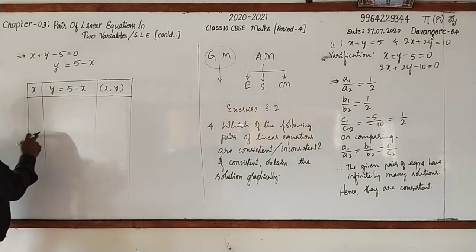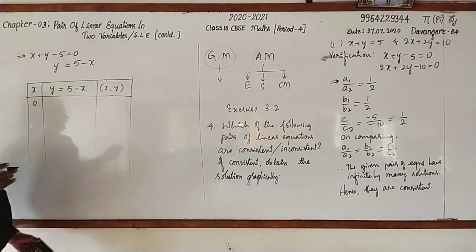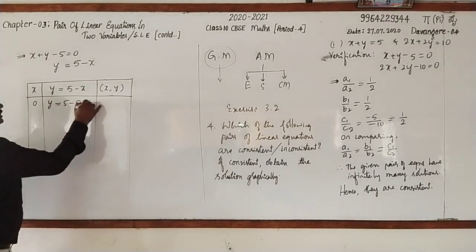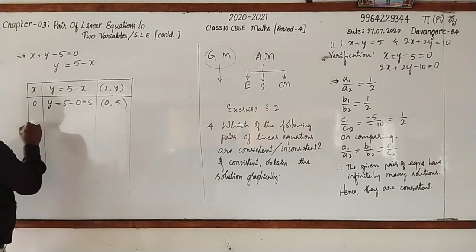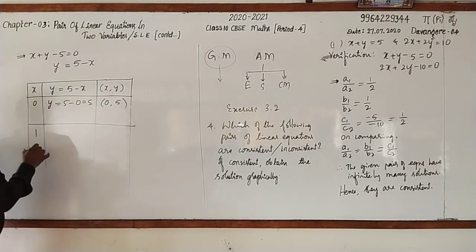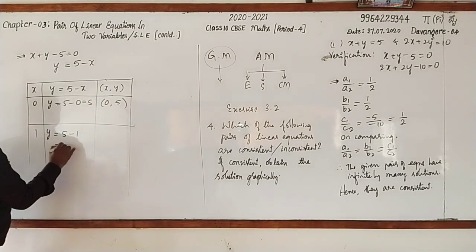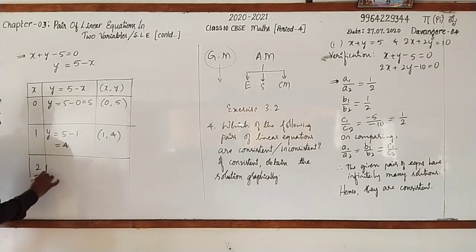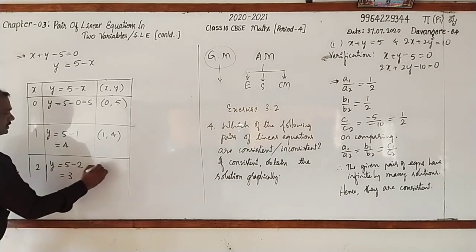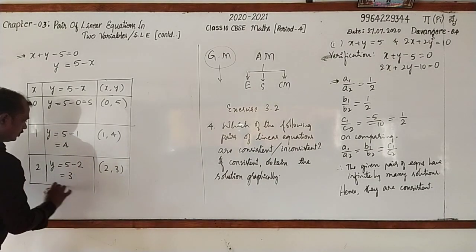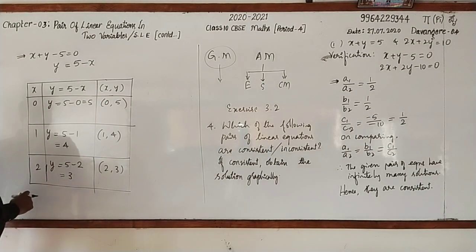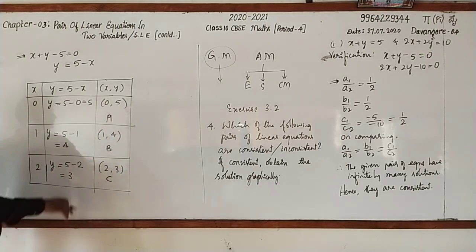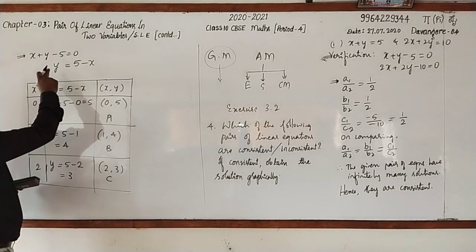Now take the values for x. As they are simple, you can go for directly 0, 1, minus 1, 2, minus 2 and so on. When x is 0, y equal to 5 minus 0, it is equal to 5. It is 0 comma 5. Next, when x is equal to 1, y is equal to 5 minus 1, this is equal to 4. 1 comma 4. Then when x equal to 2, y is equal to 5 minus 2, 5 minus 2 is 3. 2 comma 3. Hope that you have understood. Observe it. I'll call these A, B and C. These are the three coordinate points with respect to the first equation.